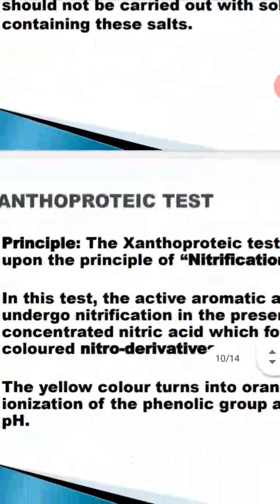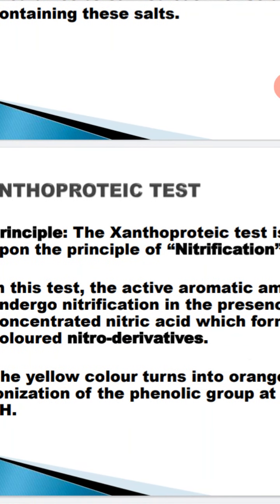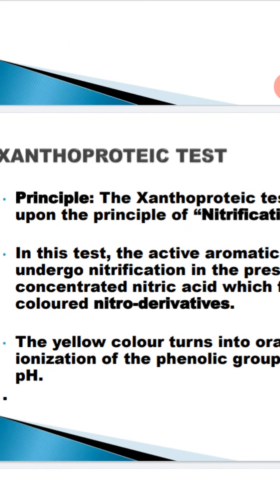Now coming to another test, the xanthoproteic test, which is also done for protein. What is the principle of the xanthoproteic test? This is based upon the principle of nitration. In this, the aromatic amino acids undergo nitration in the presence of concentrated HNO3 and form a yellow colored nitro derivative. In biuret we had the violet color, but in xanthoproteic we get a yellow color. This is due to the nitro derivative.